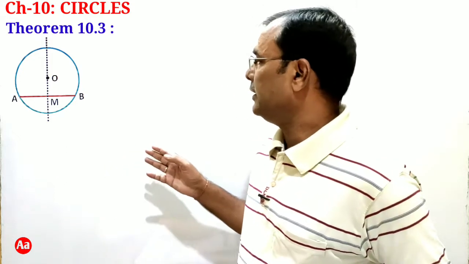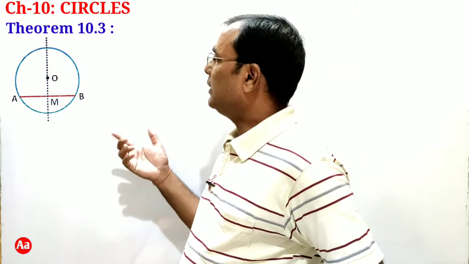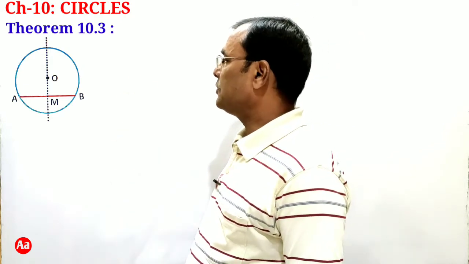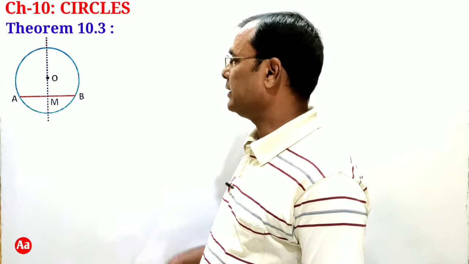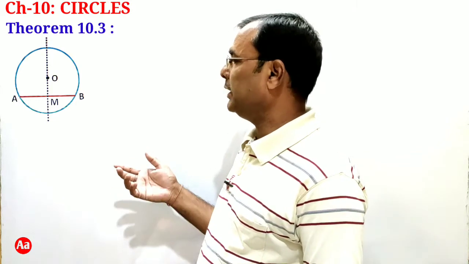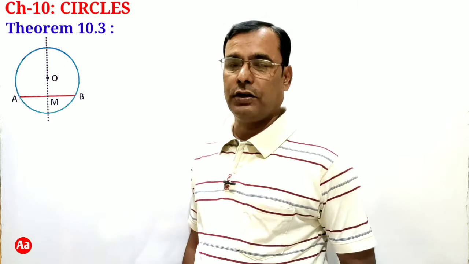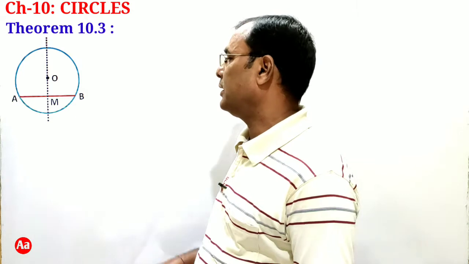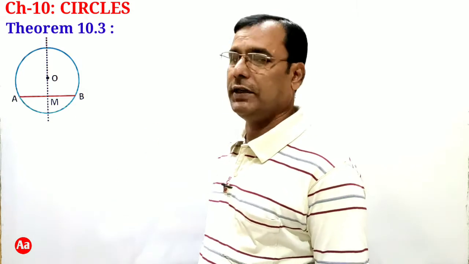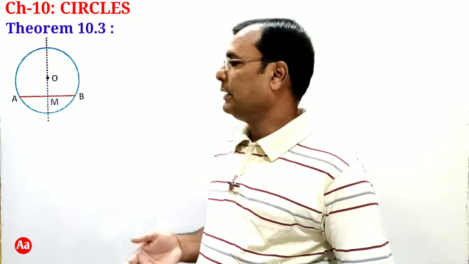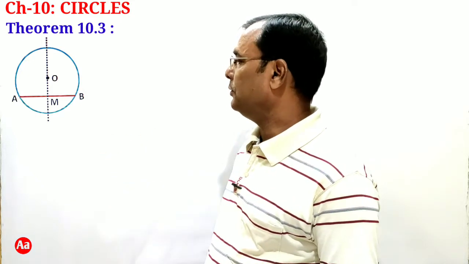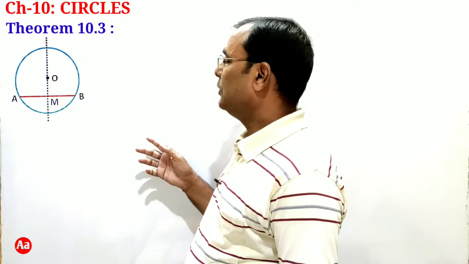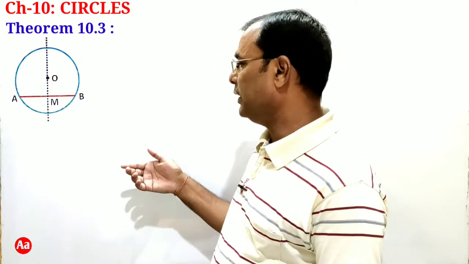Here is the figure, and in this figure AB is a chord of the circle with center O, and OM, a line is drawn perpendicular from the center to the chord, and we have to prove that this line OM drawn from the center of the circle perpendicular to the chord bisects the chord, that is OM bisects the chord AB. That is, we have to prove that AM is equal to BM. In order to prove this theorem, let's join OA and OB as shown in this figure.